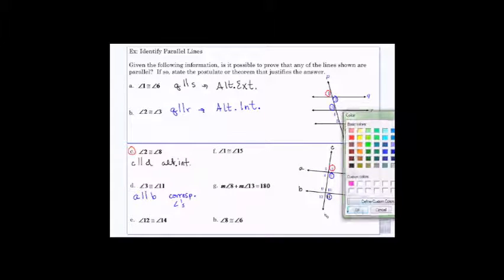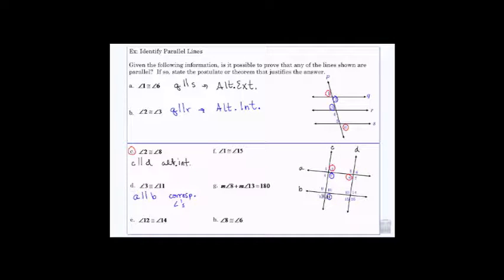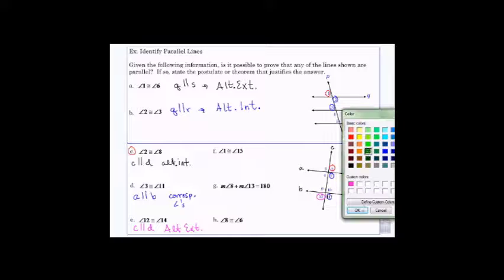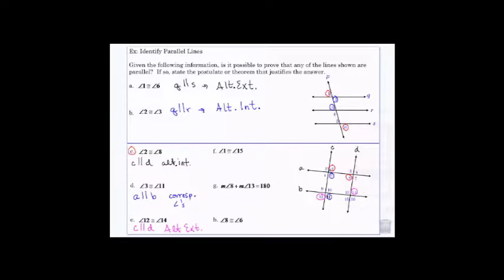So if we go with the pink for 12 and 14, 12 and 14 are both touching B. So that makes B the transversal. So they're exterior and they're on opposite sides. So that makes C parallel to D for alternate exterior. Okay. Let's do green. I have 1 and 15.